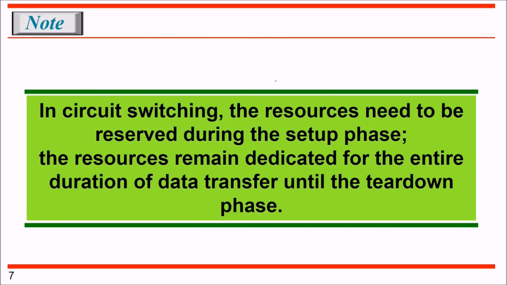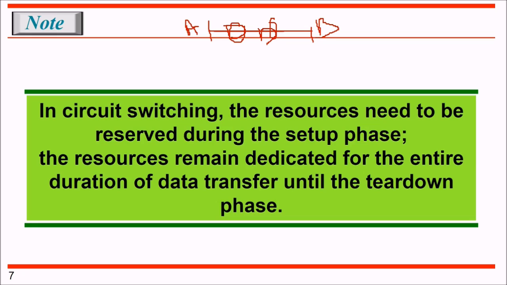In circuit switching, the resources need to be reserved during the setup phase. Why am I emphasizing the dedicated setup? The resources need to be reserved during the setup phase. So if A needs to talk to B, then there has to be a dedicated network employing the resources which need to be reserved. And these resources remain dedicated for the entire duration of data transfer until the teardown phase.